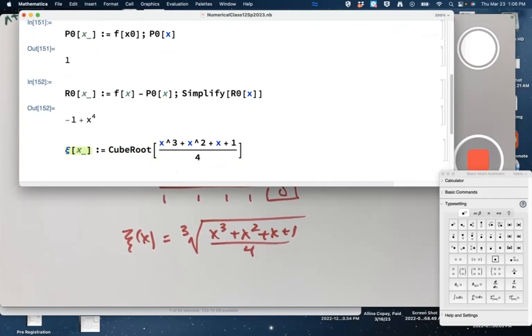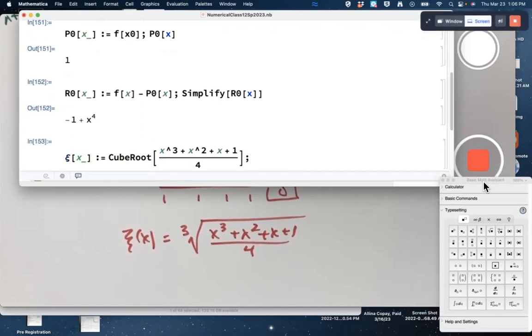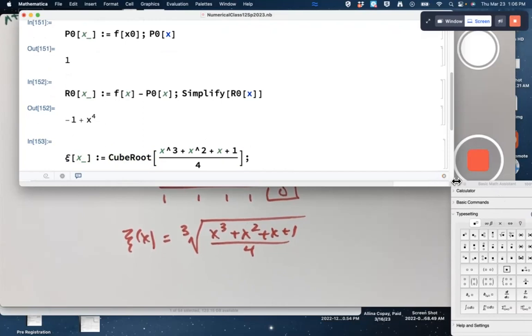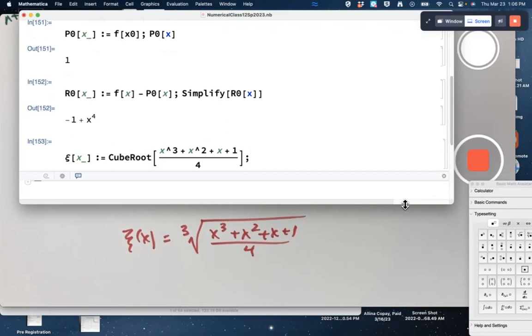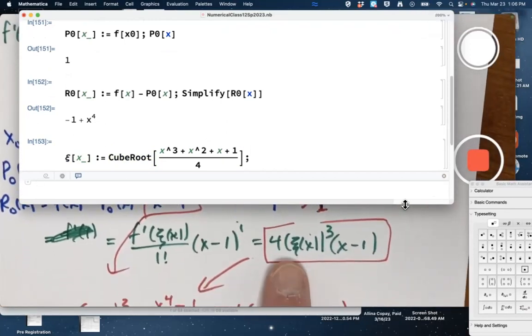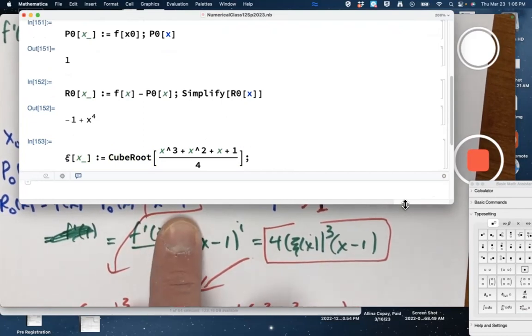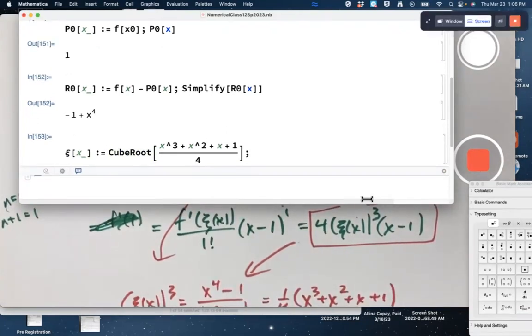This evidently is the c of x function. And I don't know if Mathematica is going to be able to simplify this or not, but let's try. According to what we've got here, if I simplify 4 c of x cubed times x minus 1, I should get x to the fourth minus 1. Let's see if that happens. Let's see how Mathematica handles it.